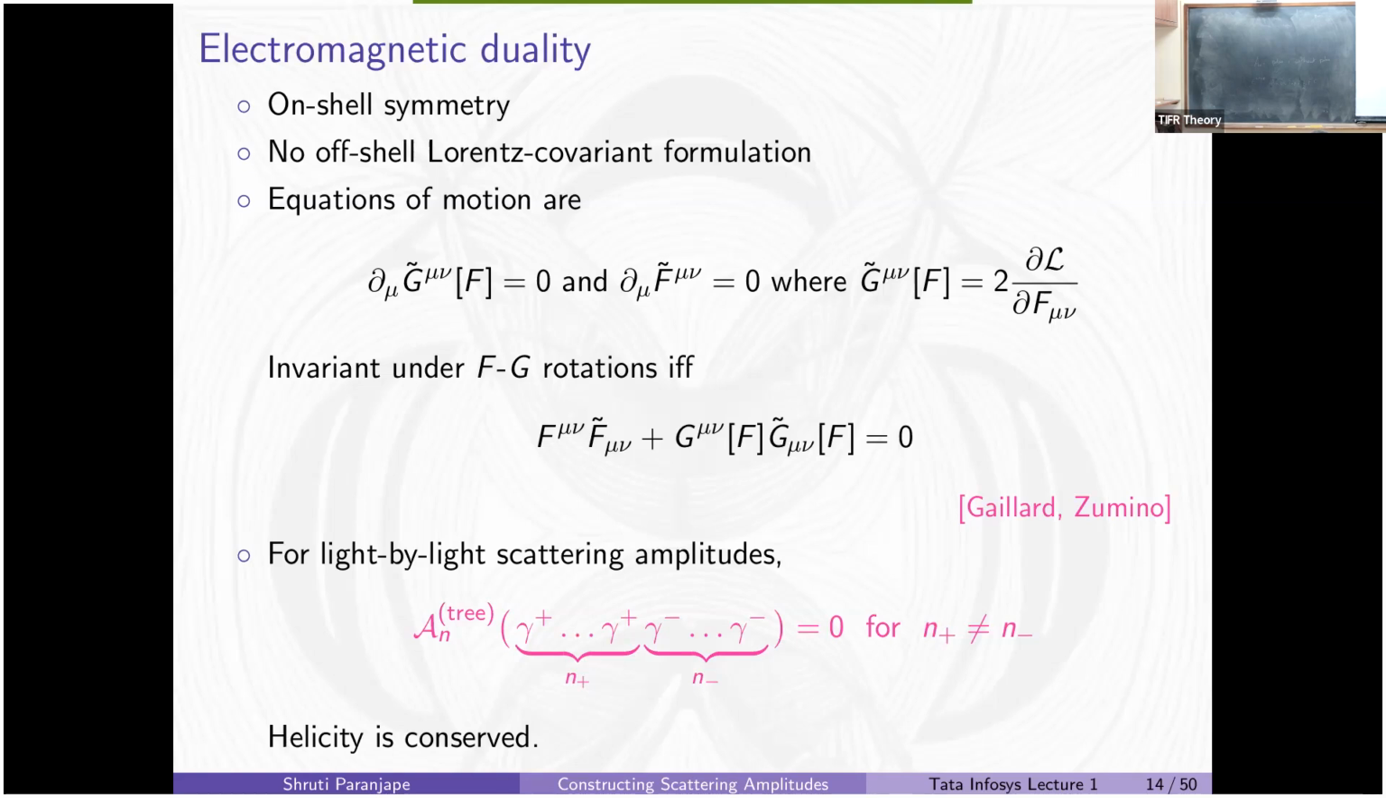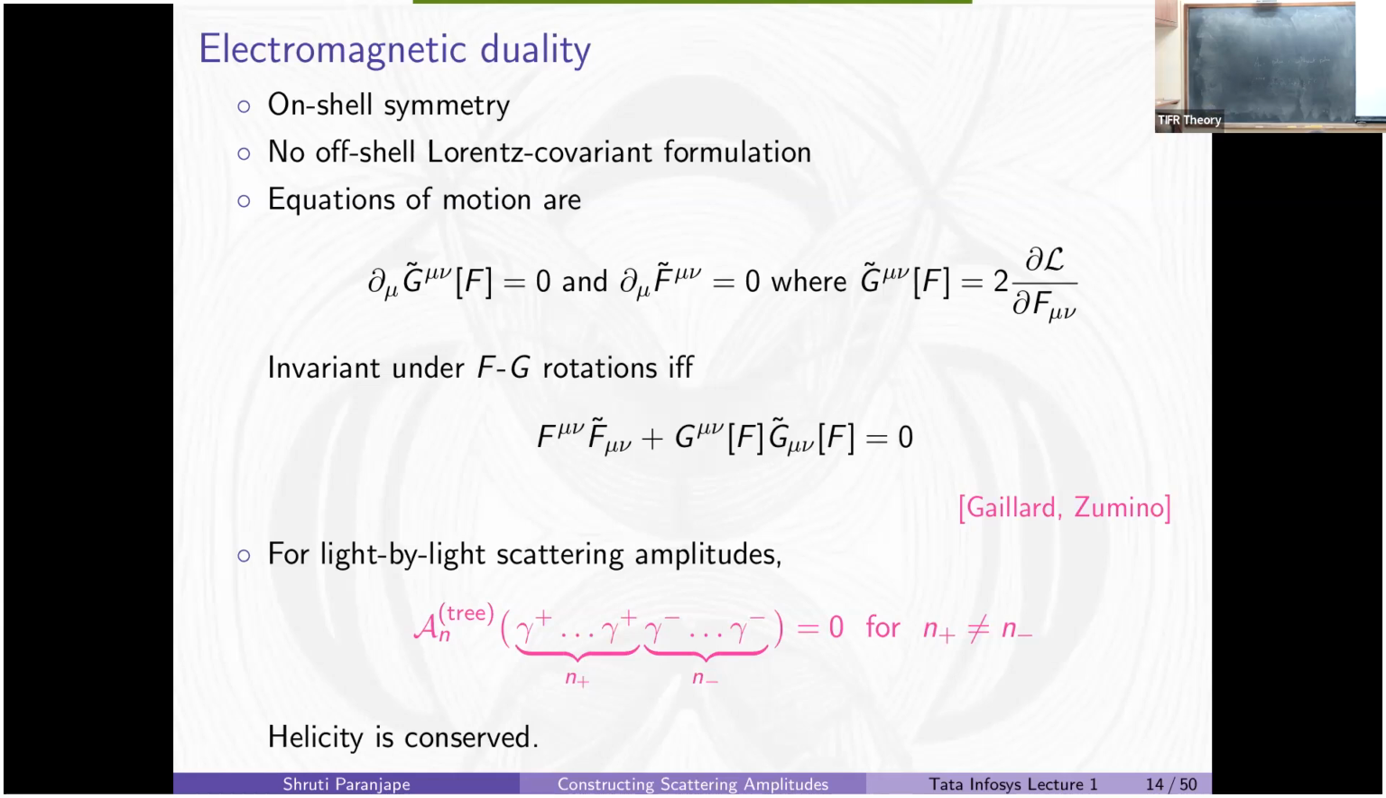So in case you can't tell, I really think about scattering amplitudes. I don't love Lagrangians very much, but for scattering amplitudes, if this condition is satisfied and you're looking at the scattering amplitudes, then in 4 dimensions, all this tells you is that the number of positive and negative helicities have to be equal for an amplitude to be non-zero. So this is just a statement of helicity conservation.